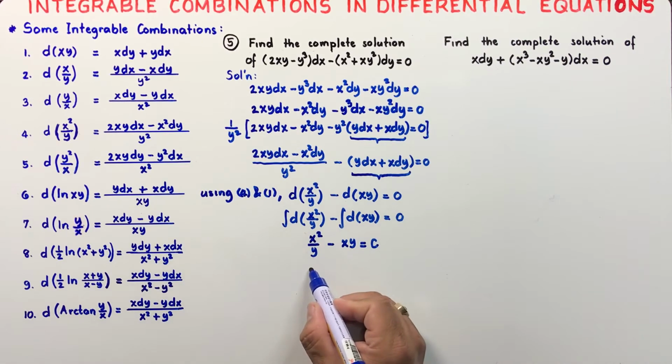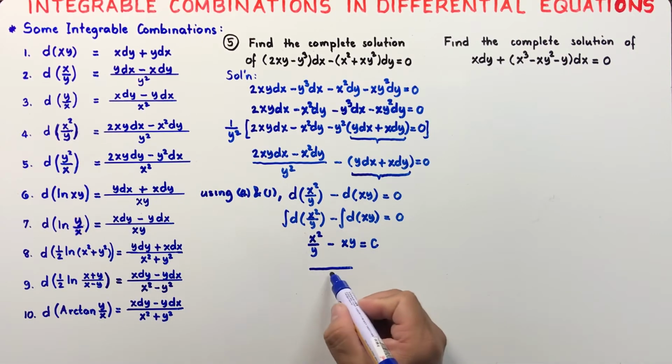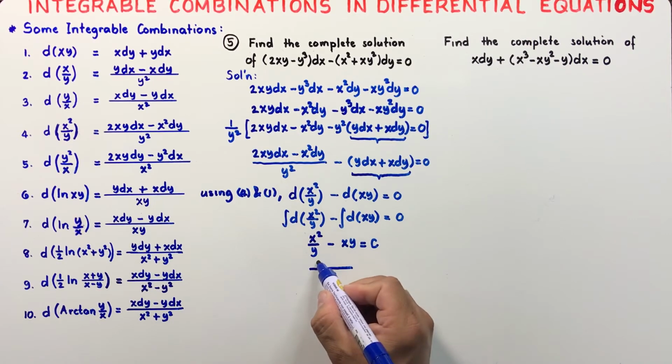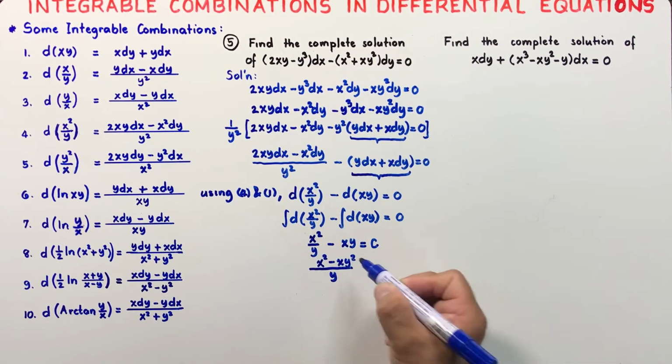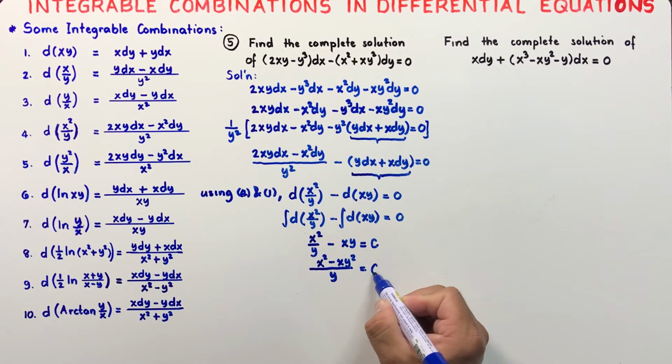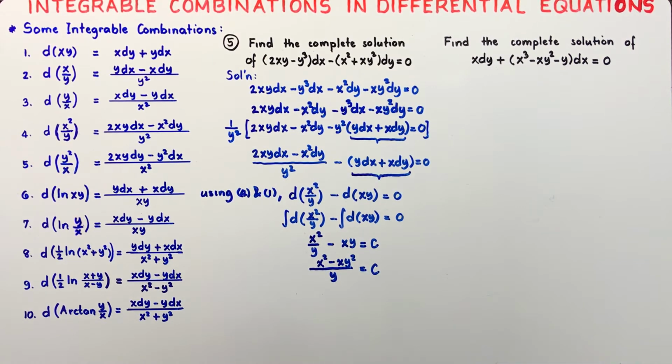Now, finding the LCD of these two terms here, we have x squared minus x y squared, which is equal to the constant of integration c. And multiplying both sides of the equation by y, we have x squared minus x y squared, which is equal to cy. And this is our solution to the given differential equation.